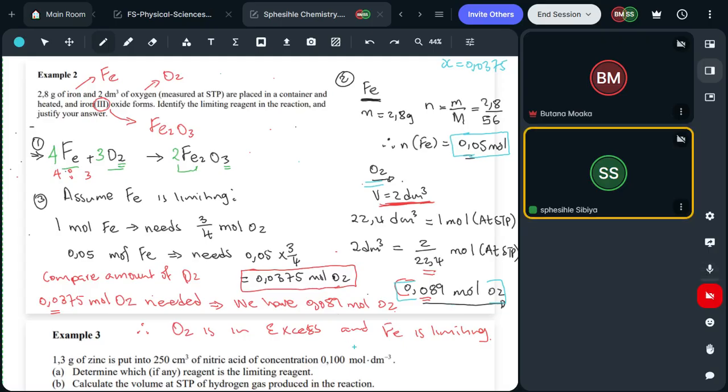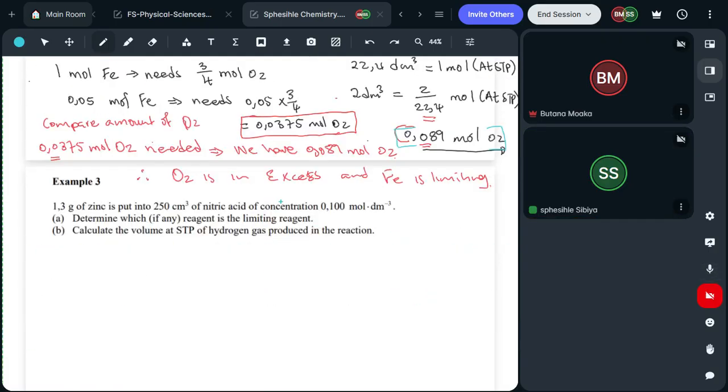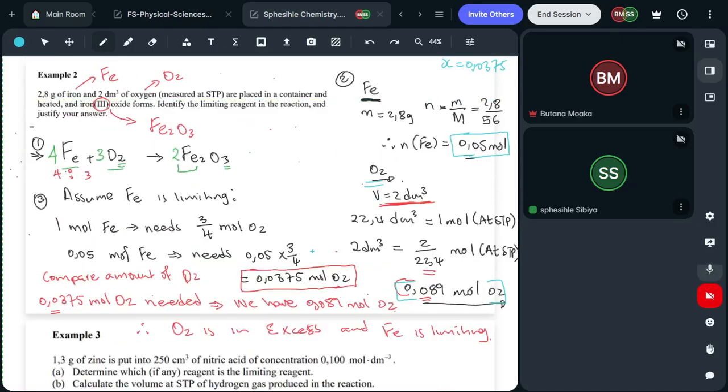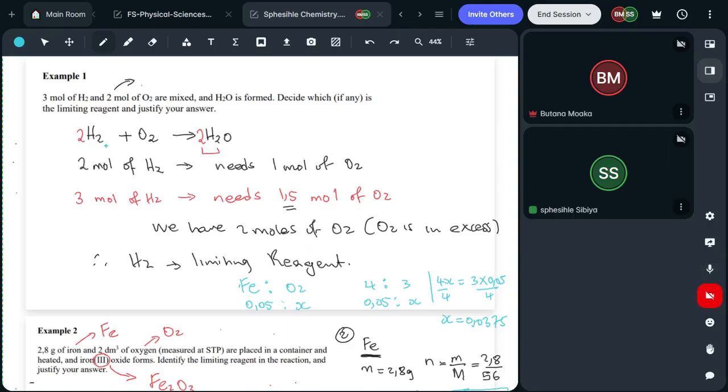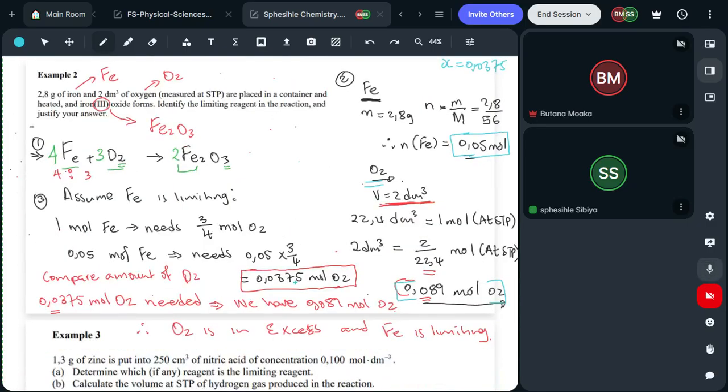Okay. So when we move to the next example, I want you to see the difference between all my examples. The first example is where you are given the number of moles for both of the reagents. The second example is when you are given the mass. It's easy to find the number of moles of a certain reagent, but for the other one you have to use the STP to find the number of moles.